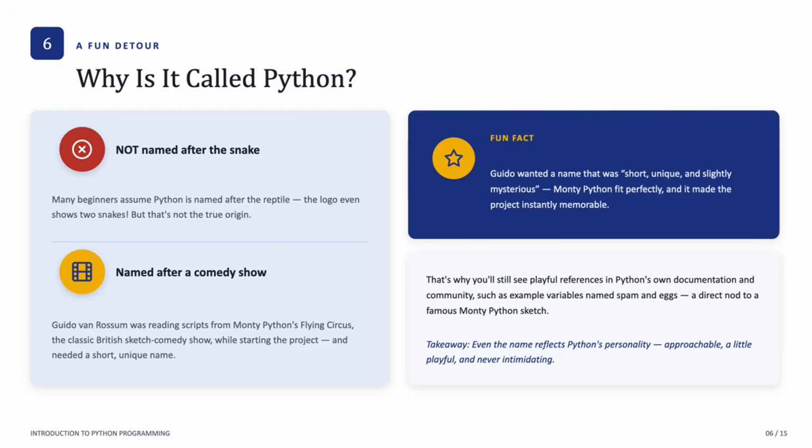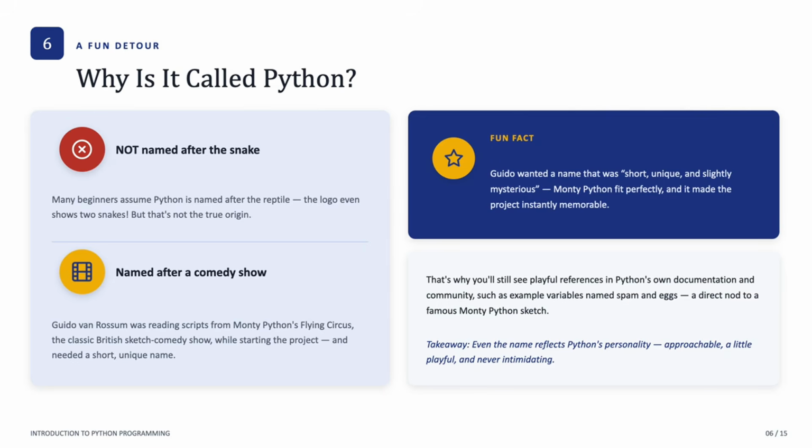Third, Python is general purpose. This means it isn't limited to just one type of application. You can build websites, artificial intelligence, games, automation tools, desktop software, scientific applications, machine learning models, cybersecurity tools, even robots. One language, endless possibilities. Now, here's another interesting fact.